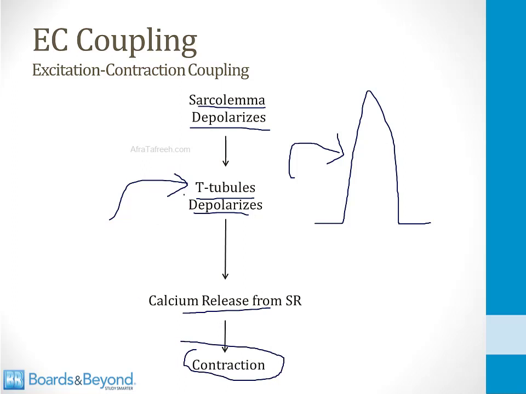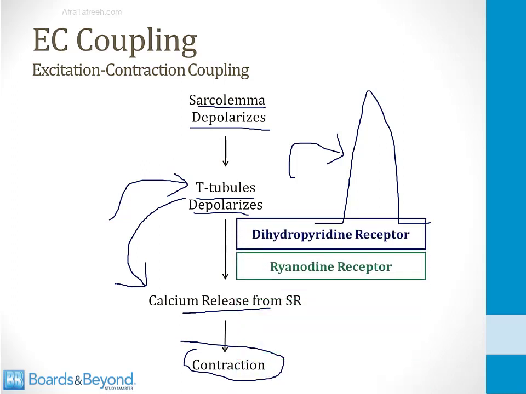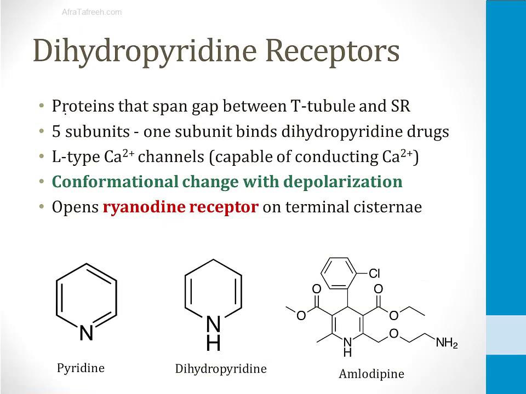So now what we have to talk about is how we get from the T-tubules depolarizing to calcium release from the SR. And in order to understand that, we've got to talk about two things: the dihydropyridine receptor and the ryanodine receptor. Dihydropyridine receptors are proteins that span the gap between the T-tubule and the sarcoplasmic reticulum. They're called dihydropyridine receptors because they have 5 subunits, and one subunit binds dihydropyridine drugs.